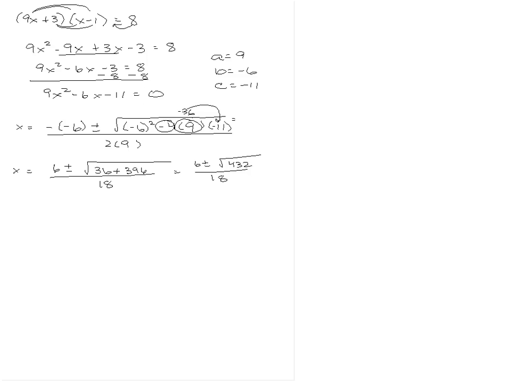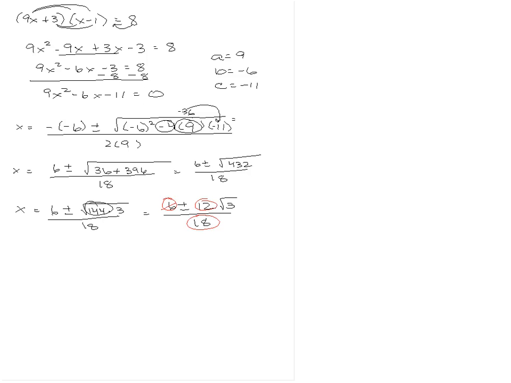432. Okay. Guess what? 432 is 144 times 3, which means I can bring a 12 out, the square root of 144, with that left over 18. But look, do all three pieces have something we can reduce by 6?